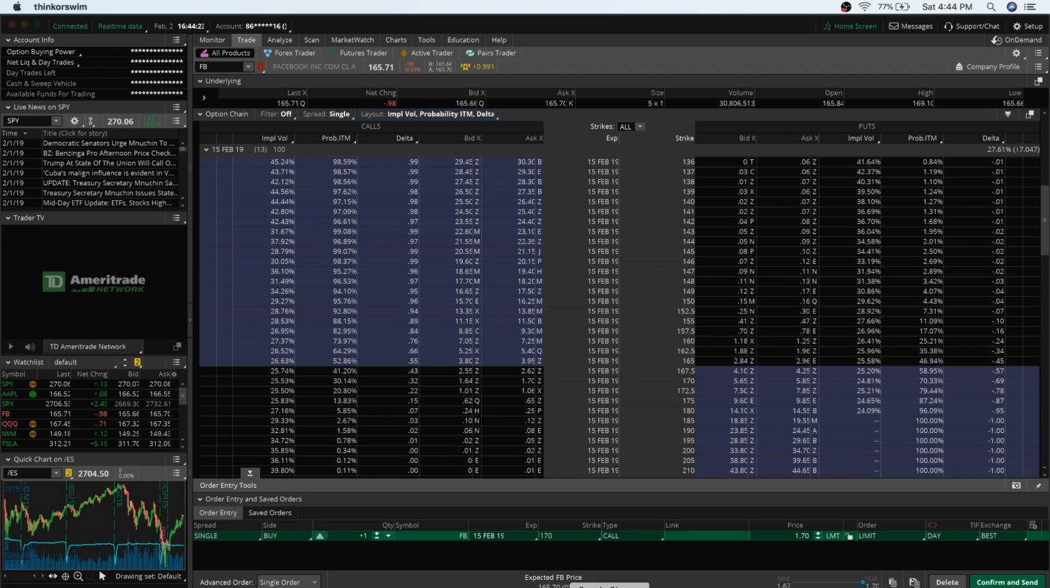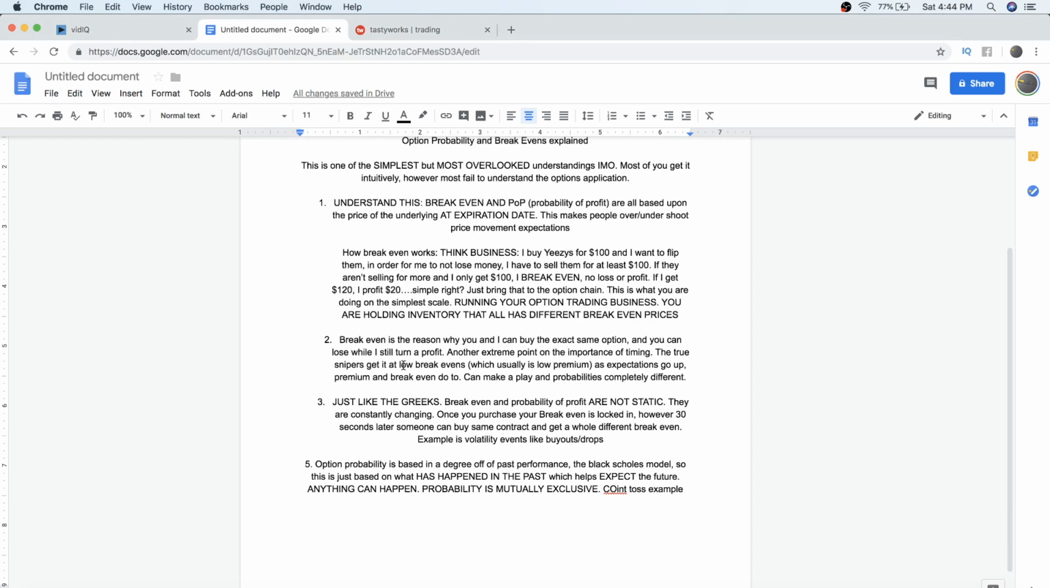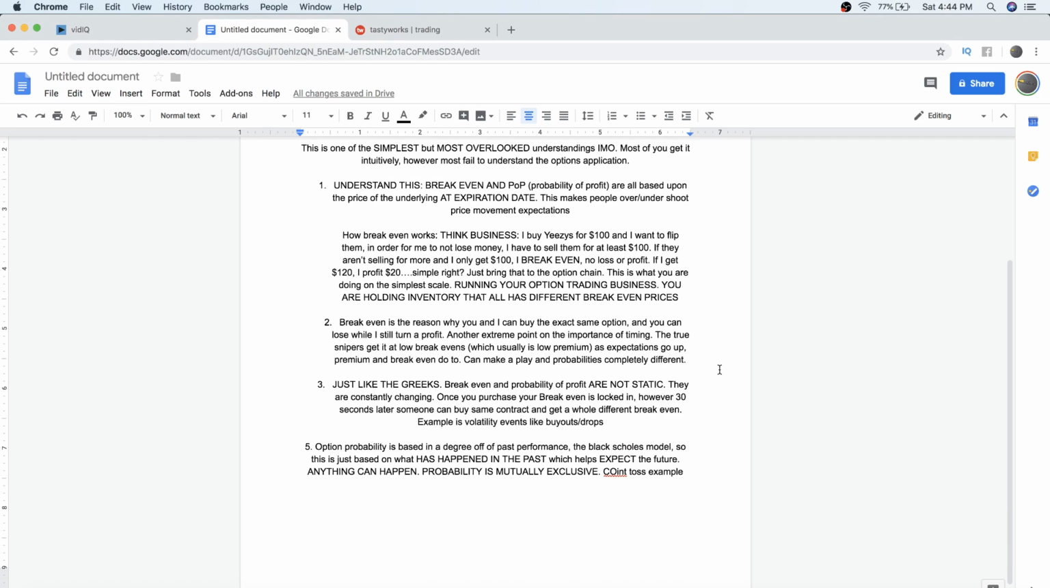So this is the whole point of what I'm talking about, because break even is literally the reason why both you and I could buy the exact same option and you can lose while I make a profit, or the other way around, right? A lot of times, that's why I laugh.